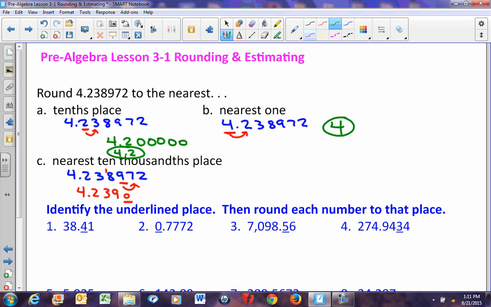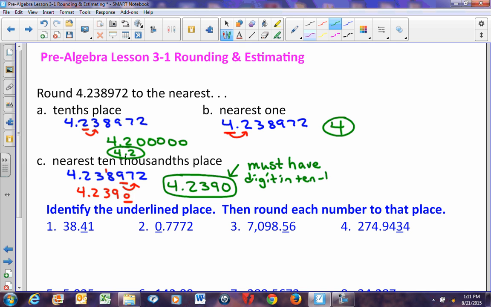I cannot round this into 4.239. I have to round it to 4.2390 because I have to have a digit in the ten-thousandths place. I must have a digit in this place value. Since they asked me to round to the nearest ten-thousandth, I have to have a digit in the ten-thousandths place. So in this case, since it rounded up to make it a 0, I have to keep that 0 in that ten-thousandths place.